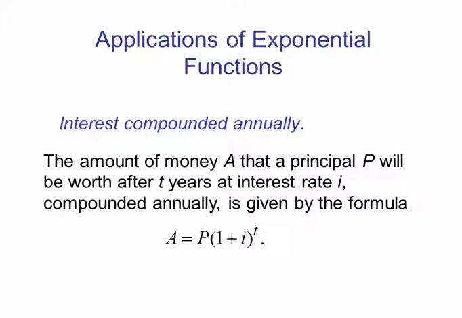So if you compound interest annually, so every year you get a certain amount of interest, say 5% interest on $100. If your interest rate is I, after t years, here's how much money you'll have. Here's the formula for it. Notice it's an exponential function.